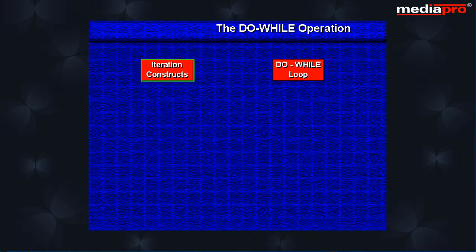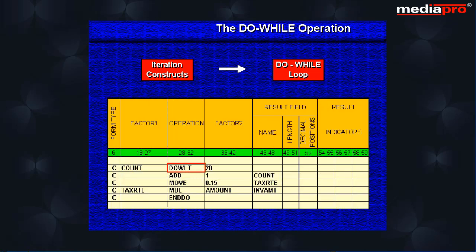Next, we move on to the iteration constructs. Let us look at the do-while loop first. With the do-while operation, you can use any of the 6 relational operators. The field or literal in factor 1 is compared with that in factor 2 for the condition specified on the do-while operation. If the condition is true, all the statements between the do-while operation and the end operation are executed.